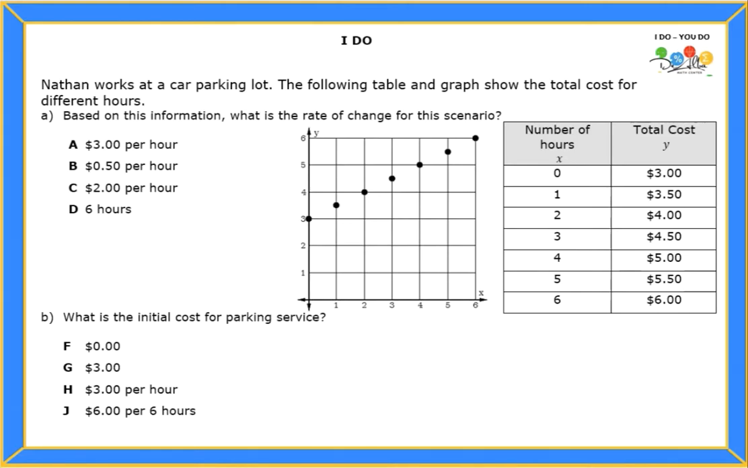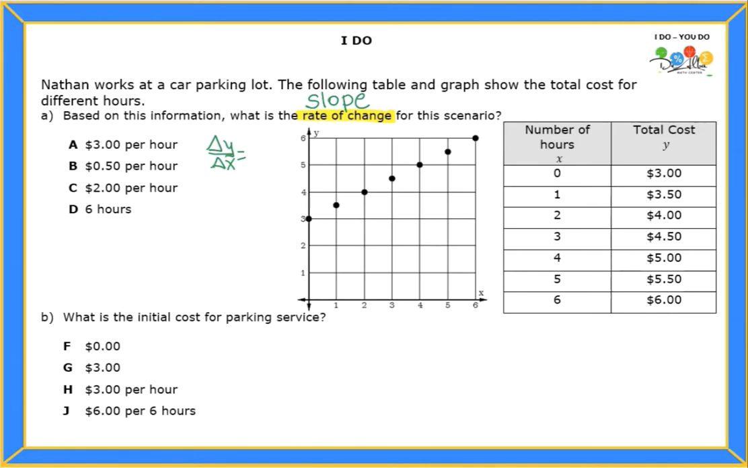So let's look at letter A first. Letter A is asking me to find what is the rate of change. So first of all, I need to think about what rate of change means. Rate of change is the same as slope. Very good. So there's a couple of ways that I can find a slope. I can find a slope by doing rise over run on the graph. I can also do change of the y over the change of the x. Let's see if you remember that one. Change of y over change of x, we can find it by looking at the table.